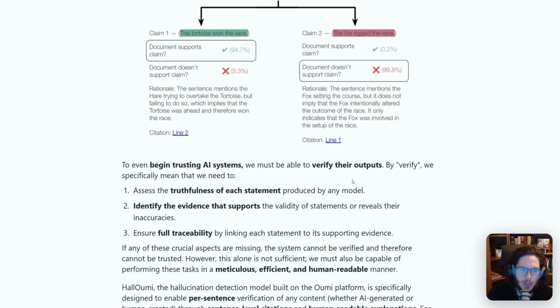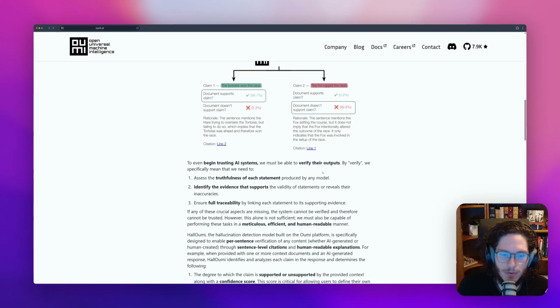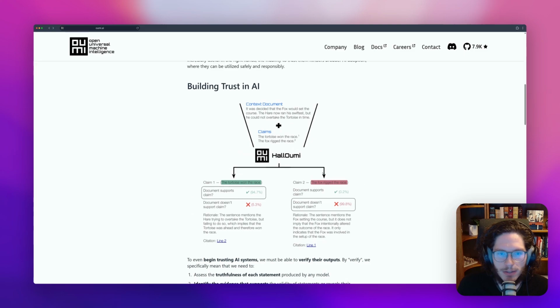And just understanding if it's true is not enough. We also have to identify the evidence that supports whether it's true or not, because we need to be able to reason about whether or not that truthfulness is even correct. And lastly, we also need traceability. So we might have evidence, but we need it to be easy for humans to find that evidence and verify it themselves. Now, ultimately, these three aspects are what HallOumi does.